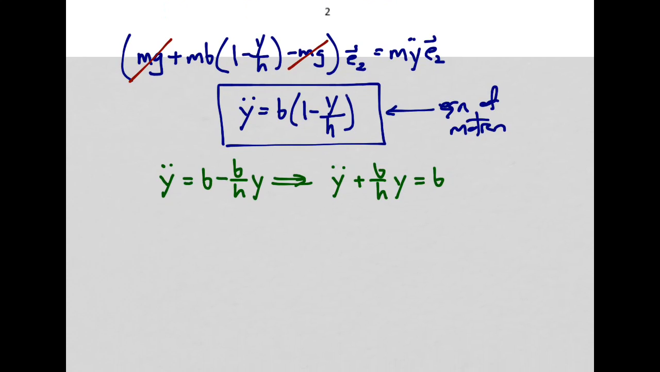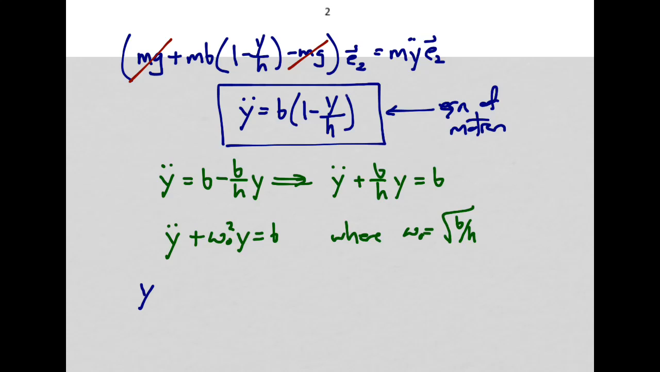And so one thing we can do is simplify this so that our constant is easier to deal with, and we can get y double dot plus omega naught squared times y is equal to b. And so this is where omega naught is equal to the square root of b over h. We have boundary conditions to apply to this. So if our mass is starting at rest, so y at height 0 is going to be equal to 0, and then y dot is going to be equal to 0. It's starting at rest, and then also we're starting at 0.